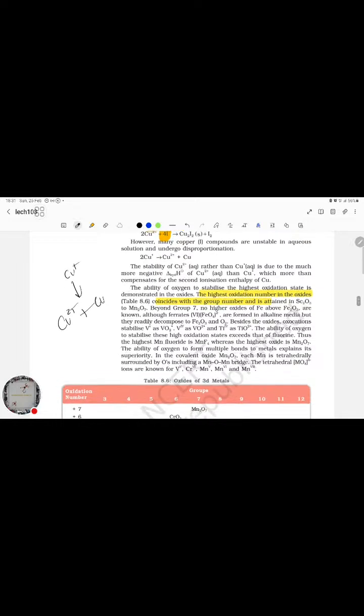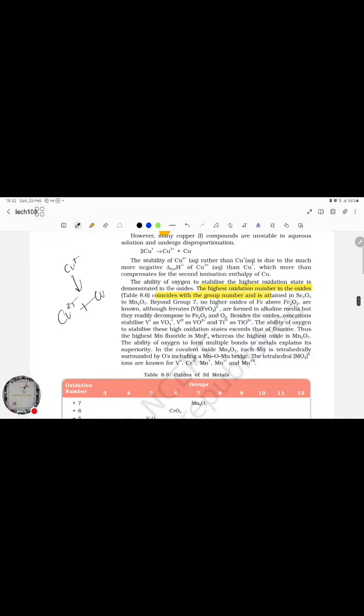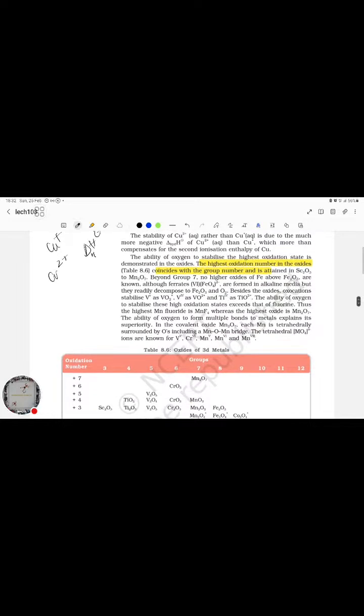at the same time. So the stability of copper 2 plus rather than copper plus is due to the much more negative hydration enthalpy of copper 2 plus aqueous than that of copper plus, which more than compensates for the second ionization enthalpy. That is, why copper plus is unstable: the hydration enthalpy obtained for copper 2 plus is much higher than the second ionization enthalpy, which means that it is stabilizing copper 2 plus more easily.